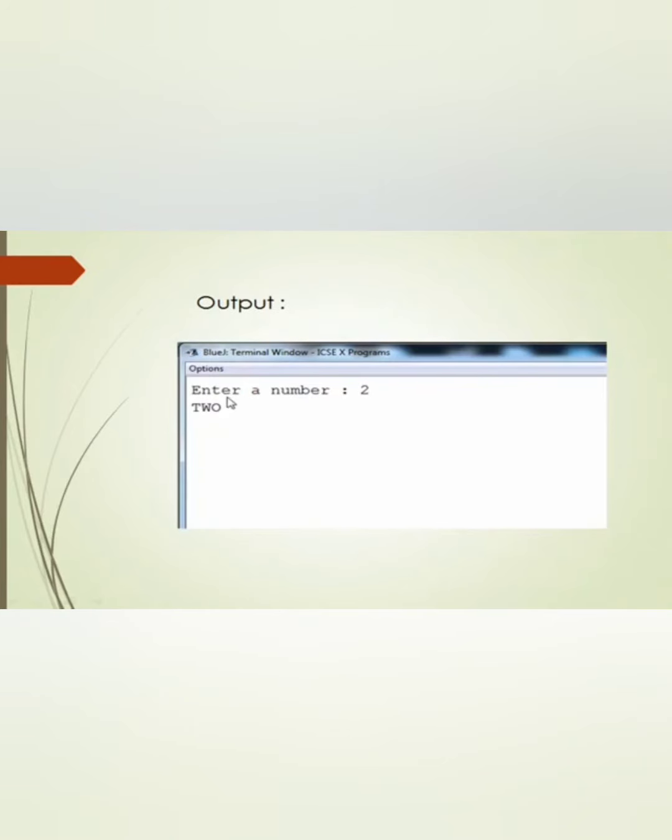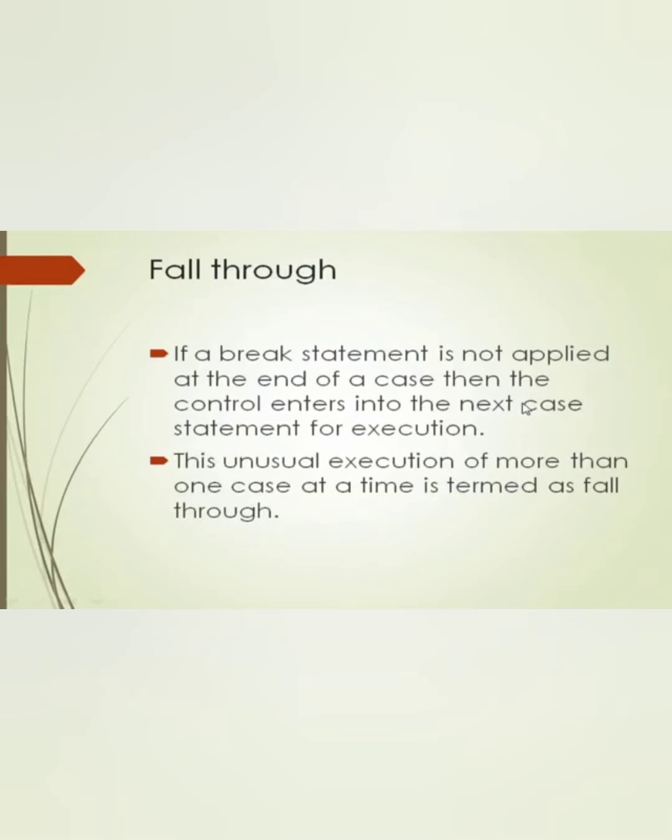Okay, this is a simple program for the switch case statement. And one more term we need to study in the switch case statement, that is fall through. Fall through means if a break statement is not applied at the end of a case, then the control enters into the next case statement for execution. This condition is known as fall through. The unusual execution of more than one case at a time is termed fall through.